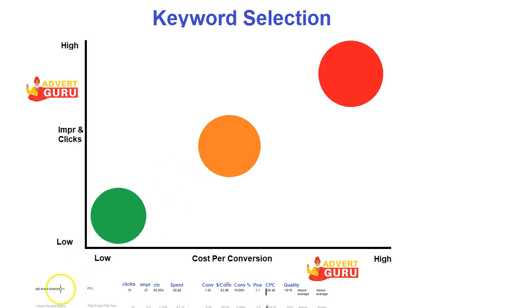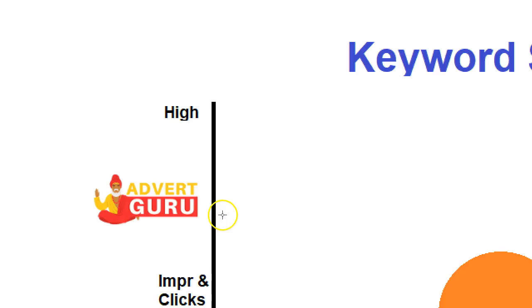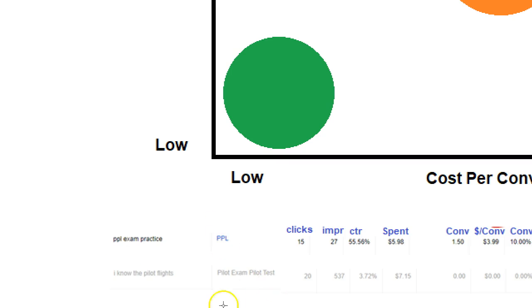Now, down the bottom, I've got two very different keywords that I want to show you from my own campaigns. I've got PPL exam practice, private pilot license exam practice, and I know the pilot. Now, this one here is very specific to my buyers. This one here is not.